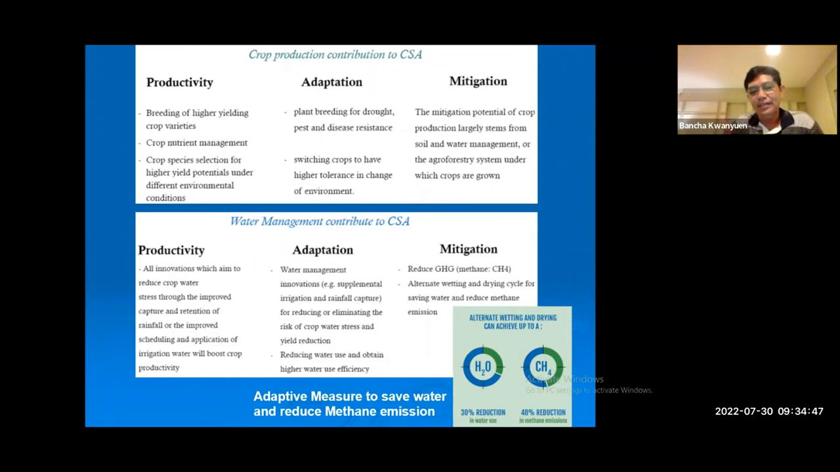And of course, this is for rice. Sorry, I should mention that this is for rice production. But for some other crops, like upland crops or field crops, maybe this is not a problem, because mostly you don't have ponding water in the field. Methane comes from anaerobic decomposition.